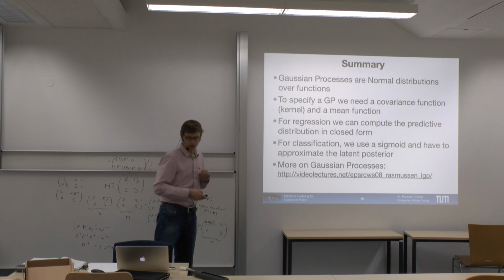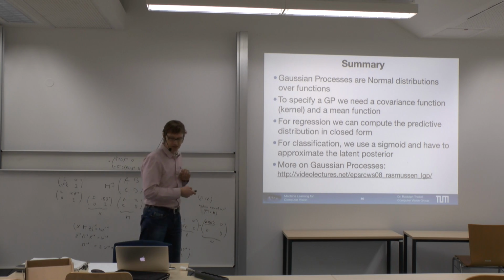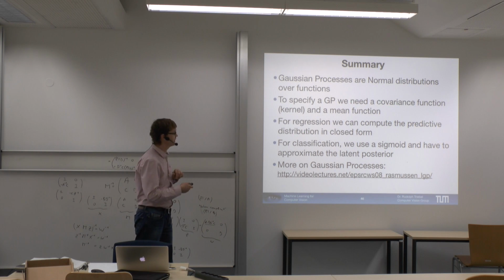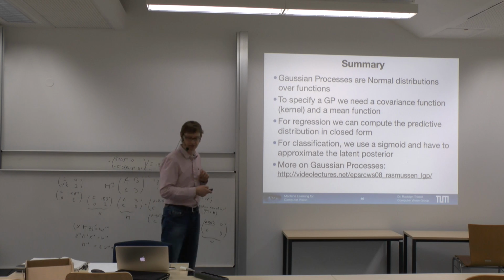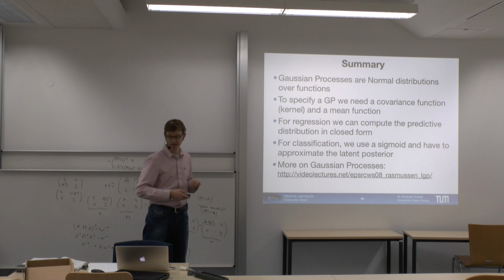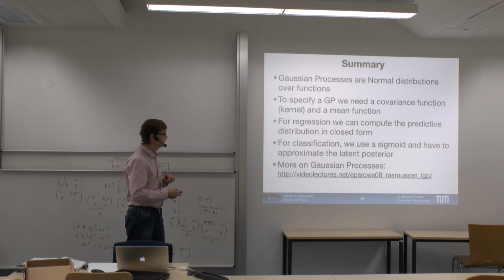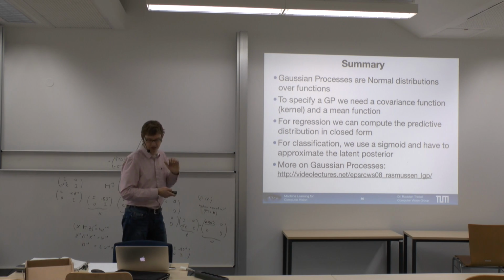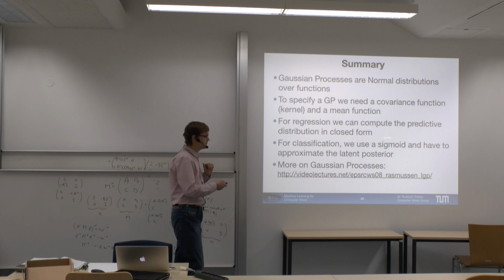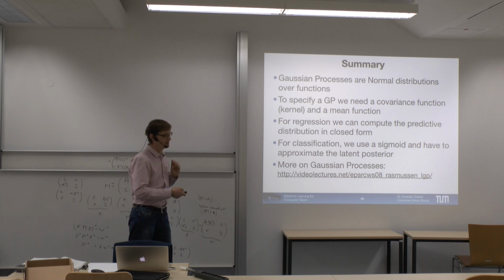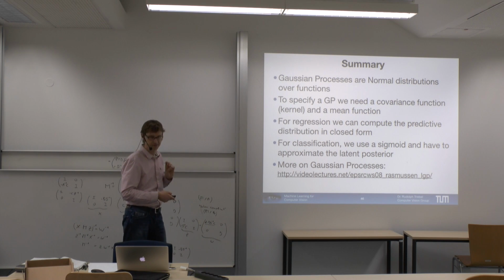Yeah, and to summarize the whole lecture of today, a GP is a normal distribution over functions. To specify a GP, we need a covariance function and a mean function. Very often, the mean function is a zero function. For regression, we can compute the predictive distribution in closed form. That's easy to do. It's all Gaussian. For classification, we need a sigmoid function that squashes our latent function into 0, 1. And the problem with that is we can't do this in closed form anymore, but we can do this by approximating the latent posterior with a Gaussian, right?